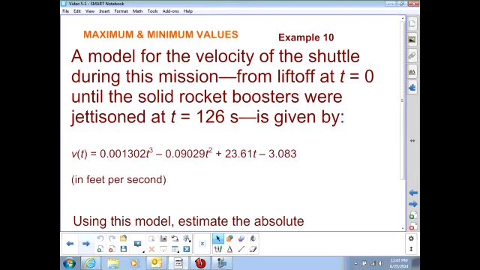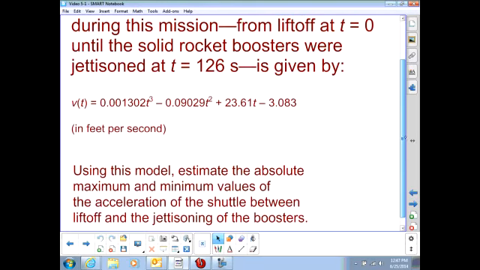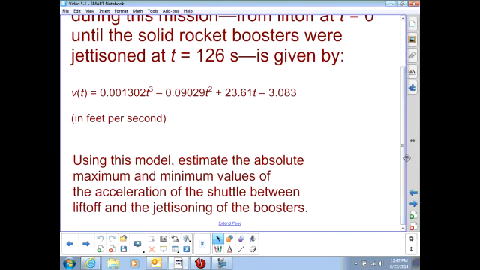And it's represented between t equals 0, so liftoff, and when the rocket boosters were jettisoned at t equals 126 seconds. And what we're going to do is use this velocity equation to estimate the absolute maximum and minimum values of the acceleration of the shuttle between 0 and 126 seconds.